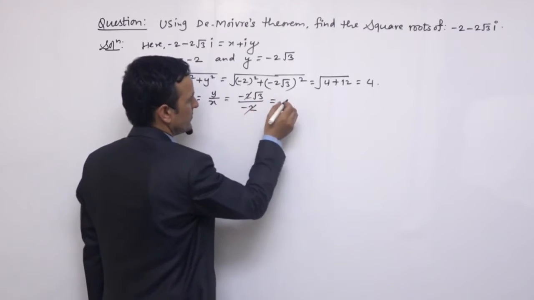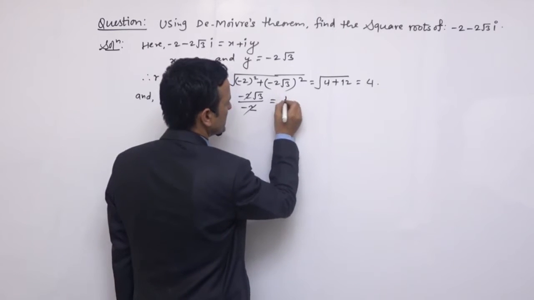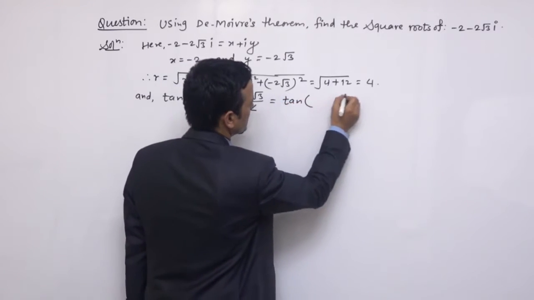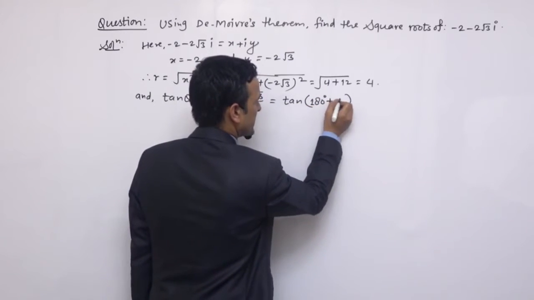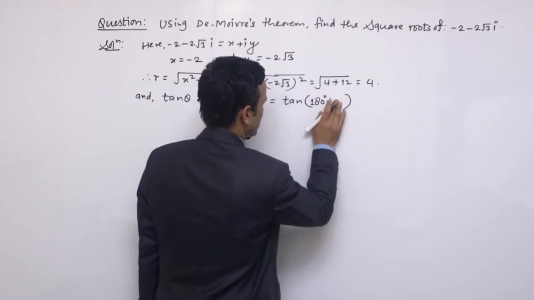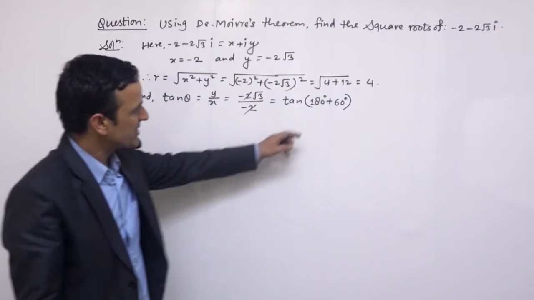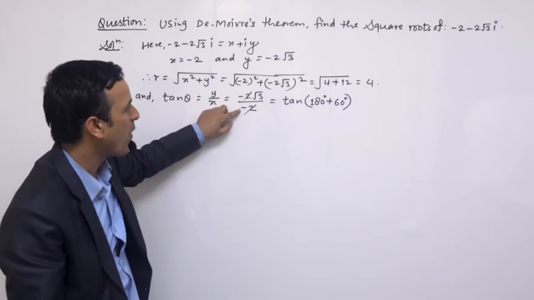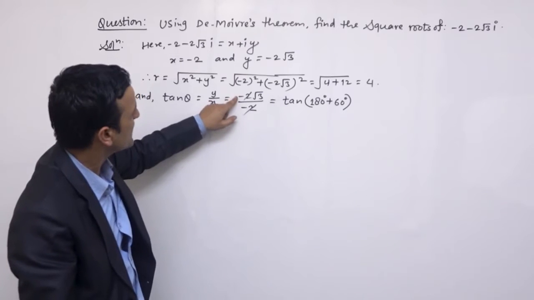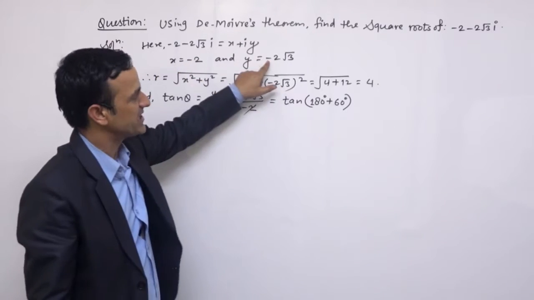So root 3 means it is tan 60, theta means it is 60 degrees. किन हामीले यसरी 180 plus theta लेख्यौं त भन्दा it depends upon the sign of x and y. As you see that the sign of x and sign of y both are negative.